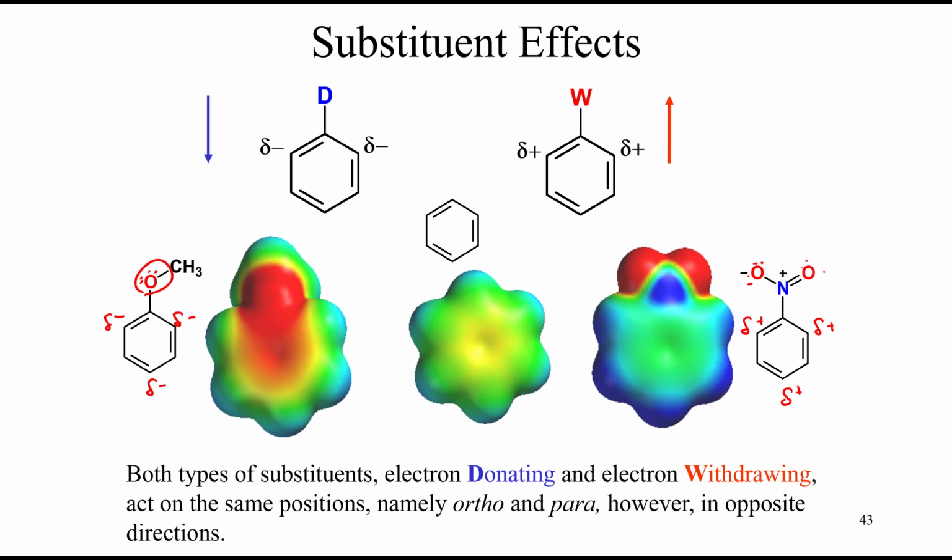And remembering that electrophilic reactions require electrons in the ring, we can assume that withdrawing groups generally decrease the reactivity by decreasing the availability of electrons in the ring, and donating groups increase the availability of electrons in the ring.